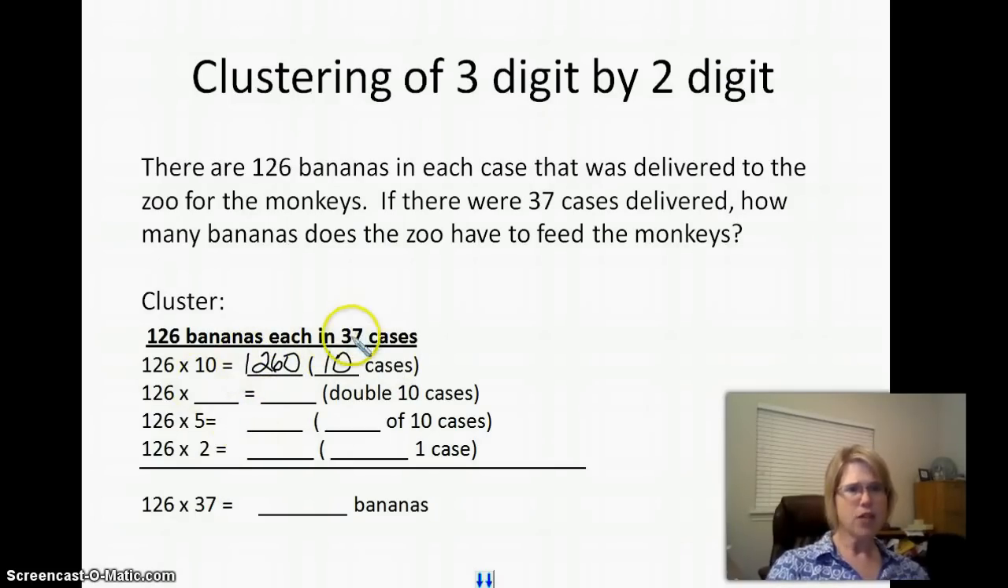All right, now I need 37, so can you figure out what I'm going to do next? If I need 37 and I only have 10, I need 27 more. So doesn't it make sense that I'm going to do 20 more cases, double 10 cases? Pretty easy to do. 1,200 is 2,400. 60 is 120. Can you do it in your head? 2,400 and 160. I hope you said it. 2,560.